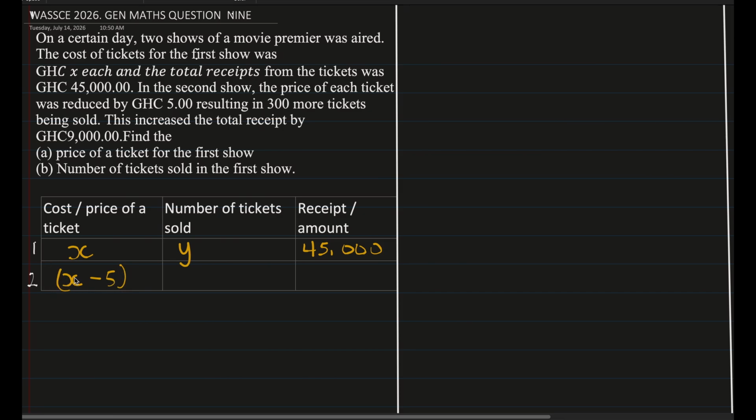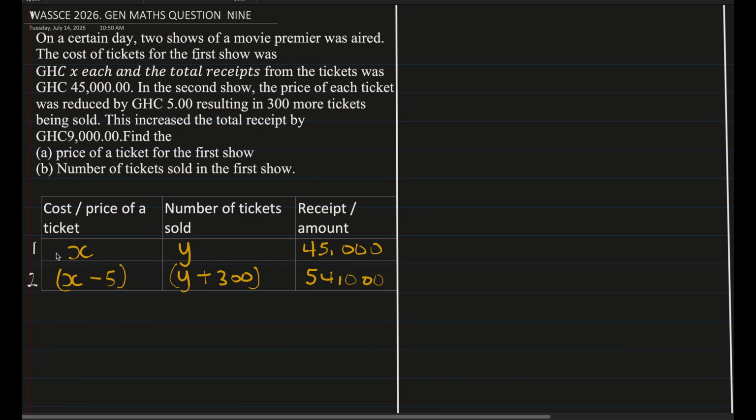And after that, what happened? Resulting in 300 more tickets being sold. Now because the price was reduced, more people went and bought the ticket. So number of tickets sold now increased from Y to Y plus 300. So that is it. This increased the total receipt by 9,000. So increase by 9,000 means 45,000, we should add 9,000 to it. And when we do that, we are getting 54,000 cedis.